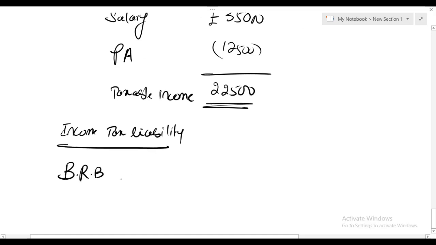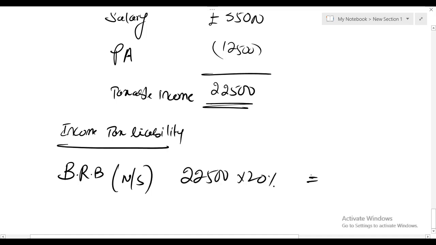Basic rate band, non-saving income, 22,500 into 20% comes to 4,500. Now the question is still there. The question is, Jody has made the election for marriage allowance, but sir, you have not increased personal allowance for Kevin. Okay, let me clear now.